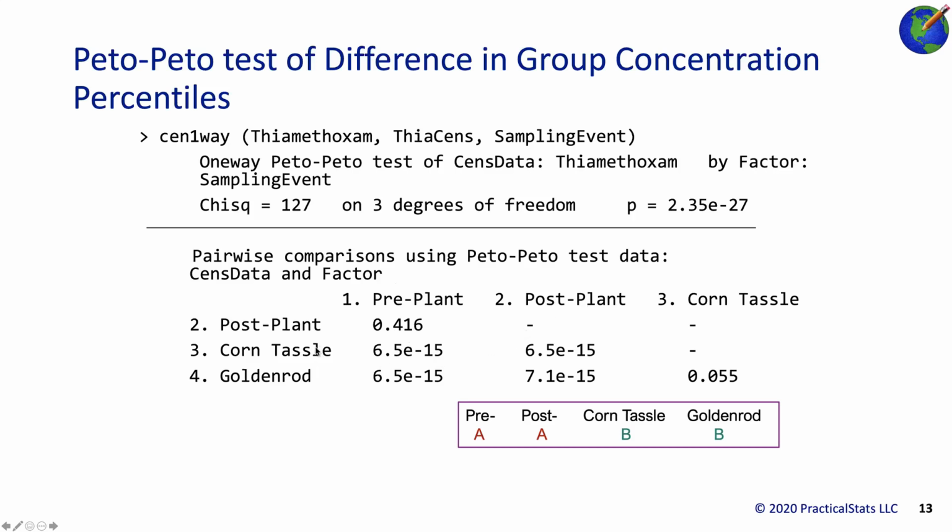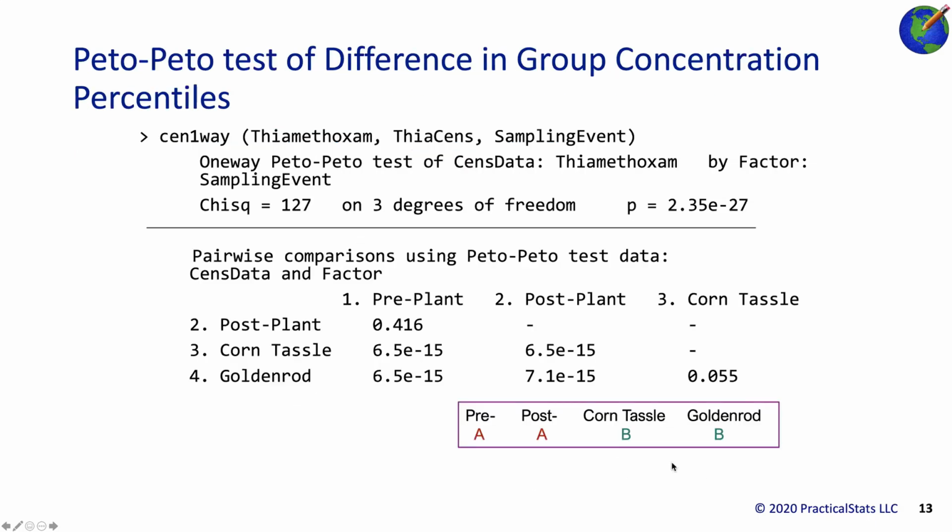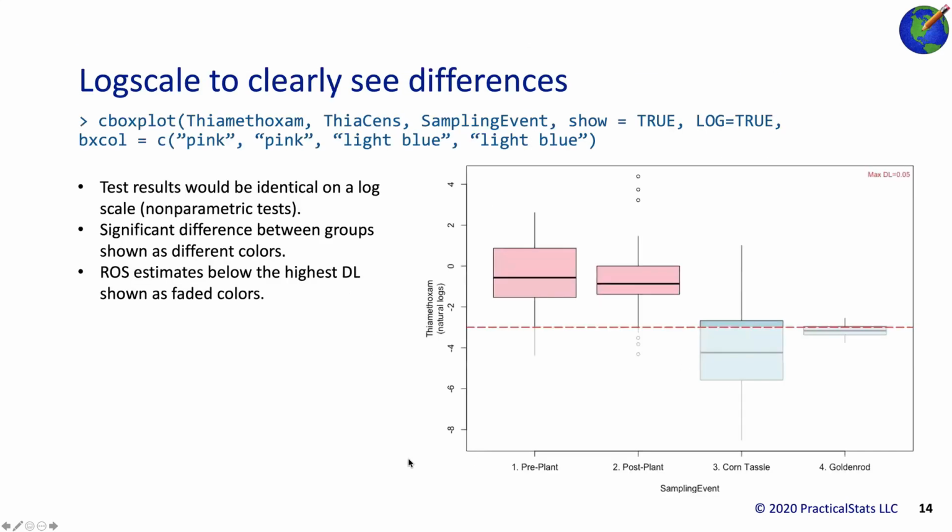The post data are very different than the tassel and goldenrod, and the corn tassel and goldenrod themselves, those are the 2 groups where there are not many values above the highest detection limit. I think that might be the only detection limit in this data set. There's not many of them there, just a few in the corn tassel group. So those are declared not significantly different, although it's very close to the traditional limit of 0.05. I won't say much about it in this, but I'm not a strict 0.05 person. I would say that these are different, but that's another story for another lecture.